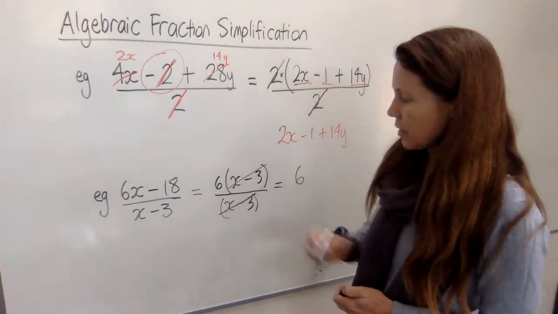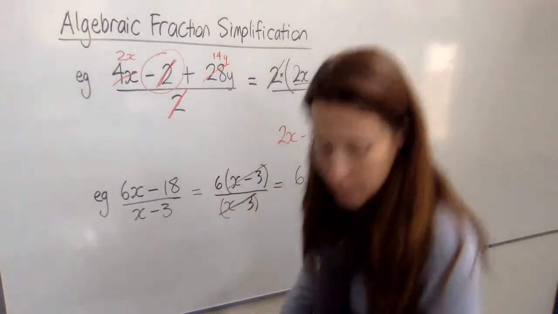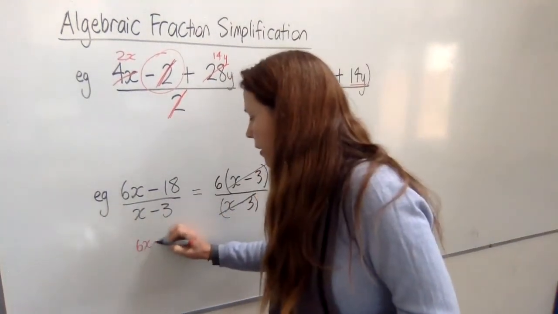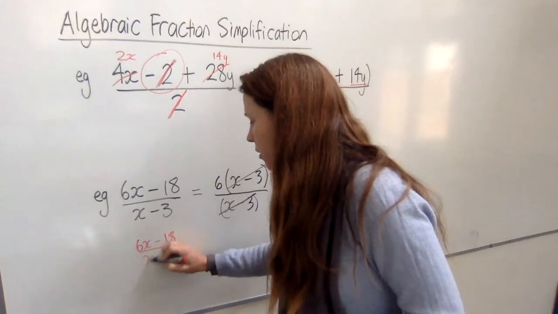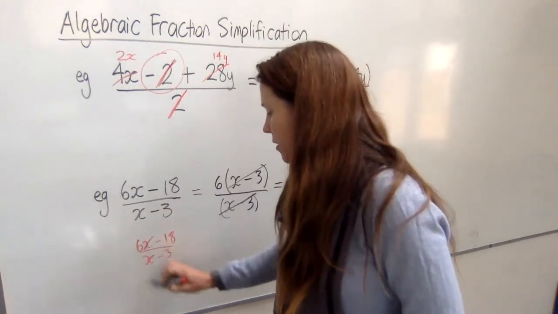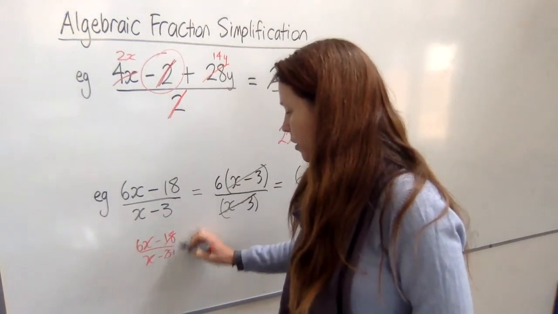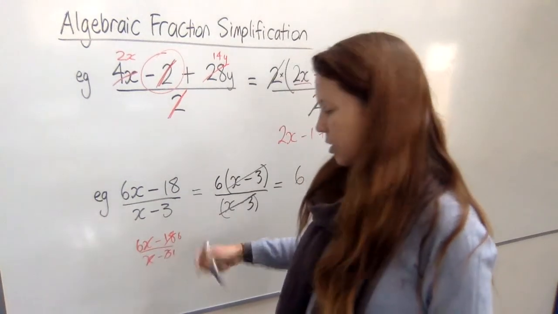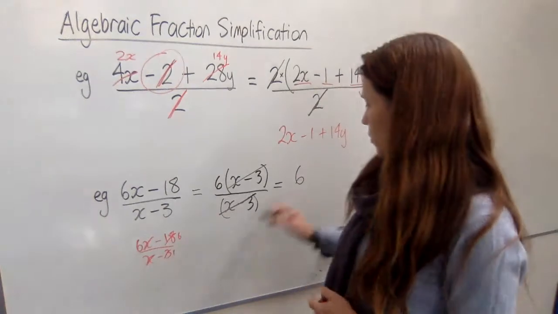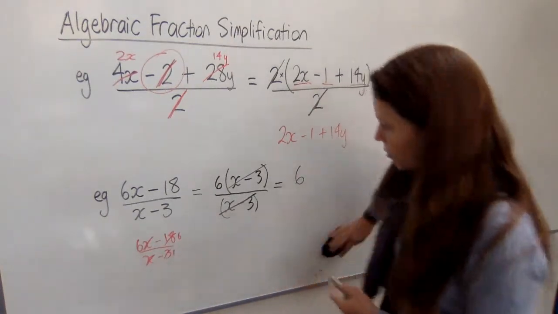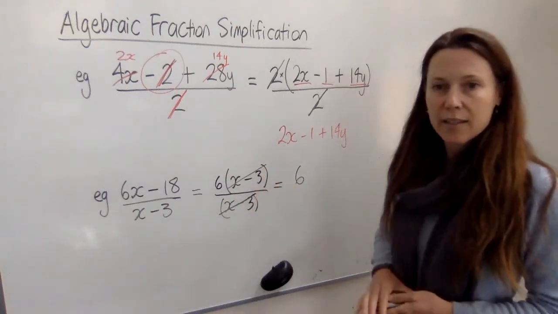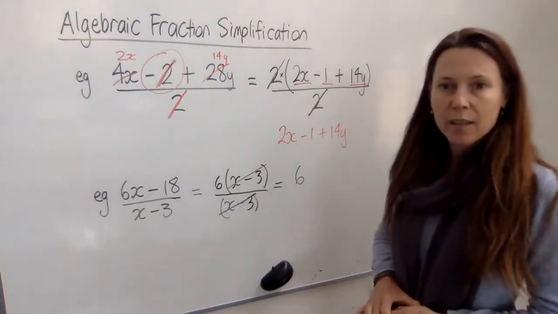Whereas if we'd done it the other way, the incorrect way, let's do that in red to show what we're not going to do, and actually just gone cross out the x's and divide these both by 3, we'd get 6 minus 6, which is nothing. Okay, so the answer would actually be incorrect. So we don't want to do that. Don't pick and choose. Factorise first, then you can clearly see what you can cancel, and then you can get there with no problems.